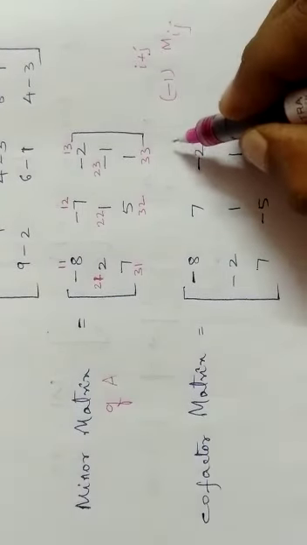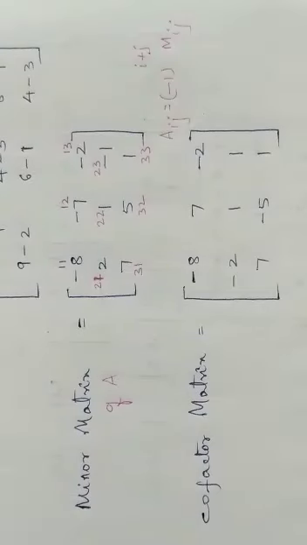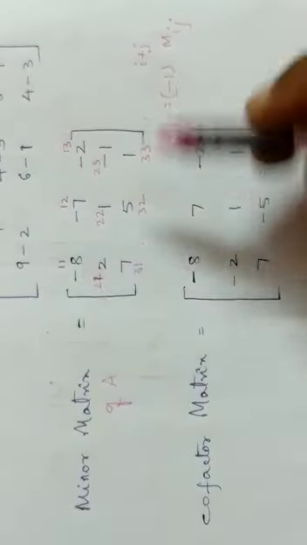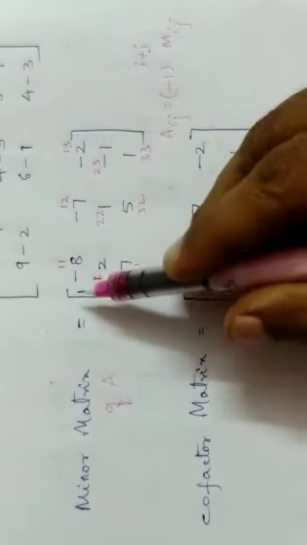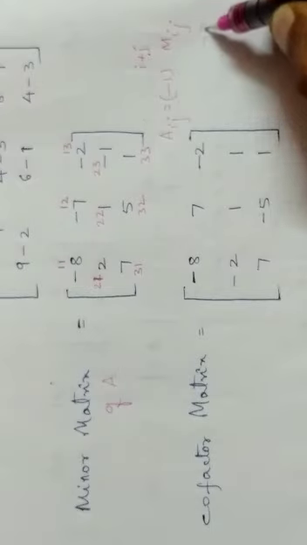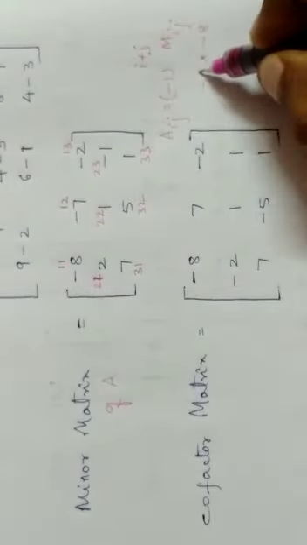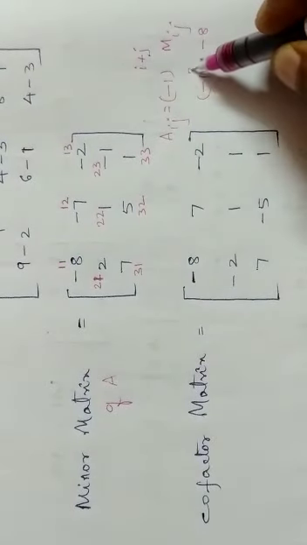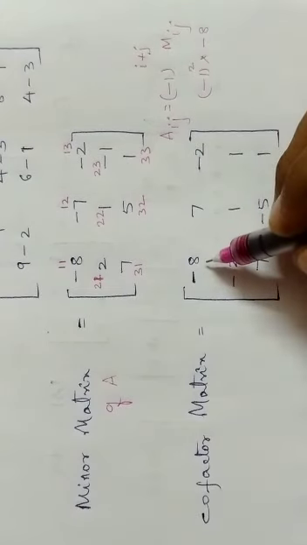This is the definition of the cofactor of an element. Cofactor of this element: already we found the minor. So the minor is minus 8, into minus 1 power 1 plus 1, which is 2. Minus 1 whole square is 1. 1 into minus 8 is minus 8.